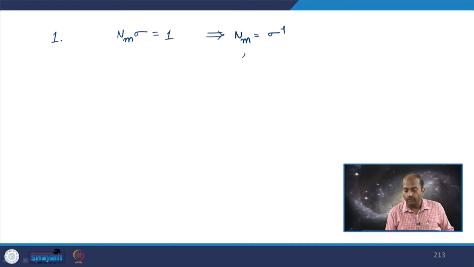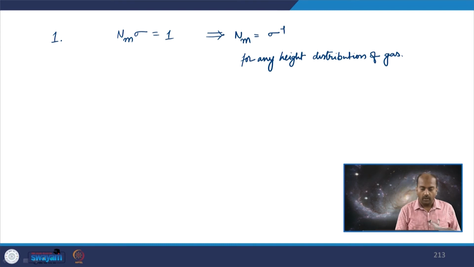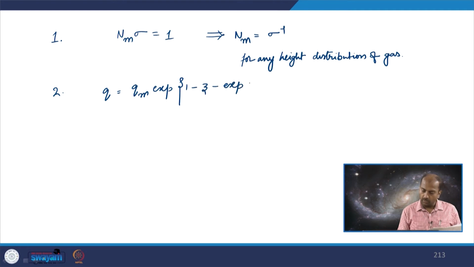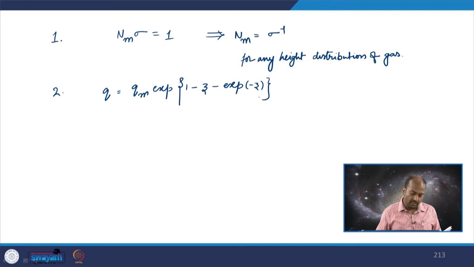This is true for any height distribution of gas. Okay. Consequence number 2: the rate of production Q is written as Q_m times exponential of (1 minus z minus exponential of minus z), where Q_m is the peak production rate at a height h_m, and z is the height measured above the peak production, normalized with respect to the scale height.